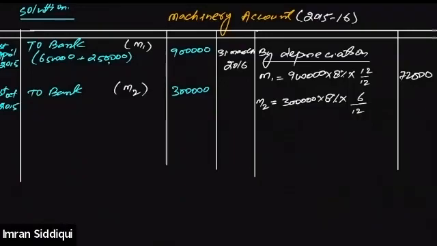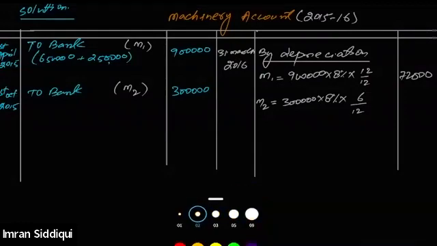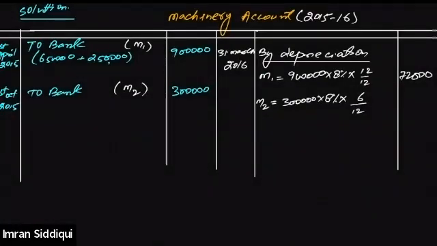I hope this is clear, everybody. Is that clear? Now we will calculate depreciation. 8% of 3 lakh is 24,000, divided by 12 multiplied by 6. That means this will be 12,000.